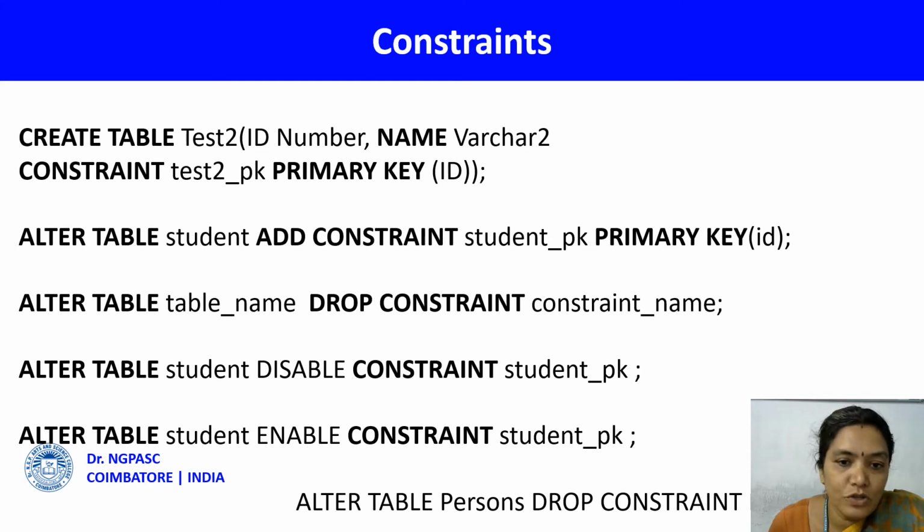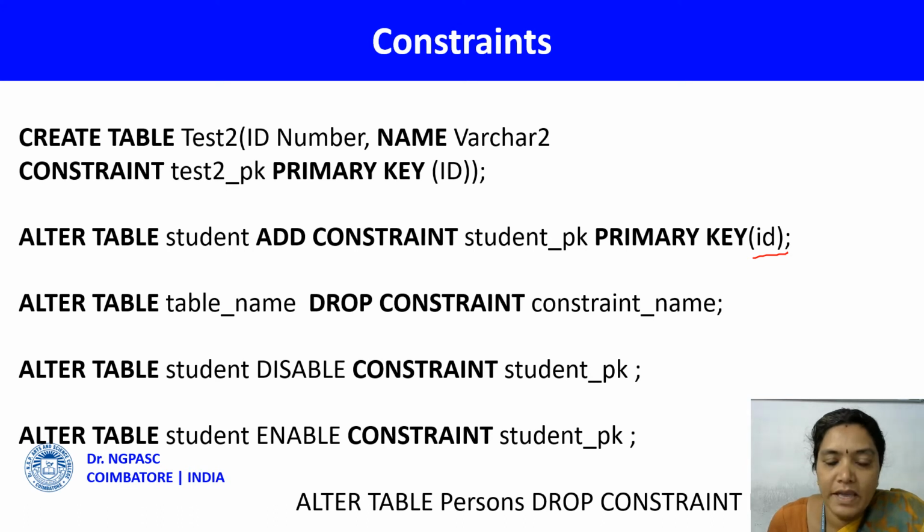I can also add a constraint using the ALTER TABLE statement. The same syntax: ALTER TABLE, what is the name of the table? Then ADD CONSTRAINT is the keyword. What is the name of the constraint? Then what is the type of constraint you are going to add, followed by the column for which you are going to add the primary key. Here it is the ID column I'm going to add the primary key to, so I'm listing it as ID.